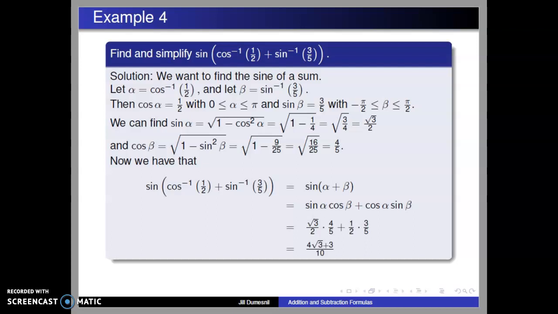In general, if a quantity is an angle, I like to name it with a lowercase Greek letter. For example, since inverse cosine of 1/2 is an angle, I named it alpha, and inverse sine of 3/5 is an angle, which I named beta. This trick or technique takes a little bit of practice, and you need to remember the definitions of the inverse trig functions.